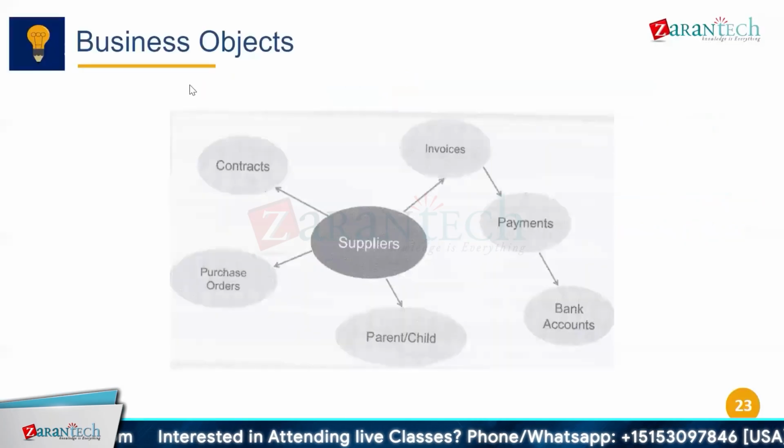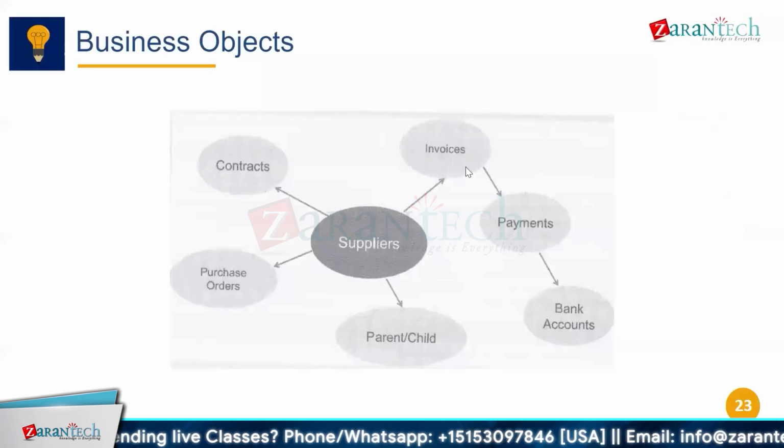Then these business objects are correlated. For example, this is one example where supplier is a business object linked with other business objects. Supplier is in the middle. So supplier is linked with contract, with purchase order, and with parent and child supplier relationships. Without supplier, you cannot create invoices. So the supplier business object is linked with invoices, and that invoice is what you are going to pay in the payments, which is linked with the invoice business object, and payment is made through a bank account. So bank account is another business object.